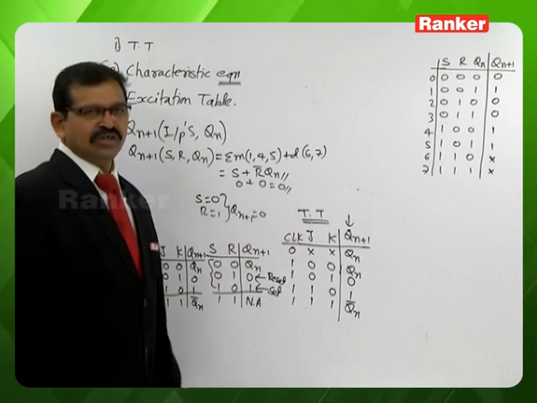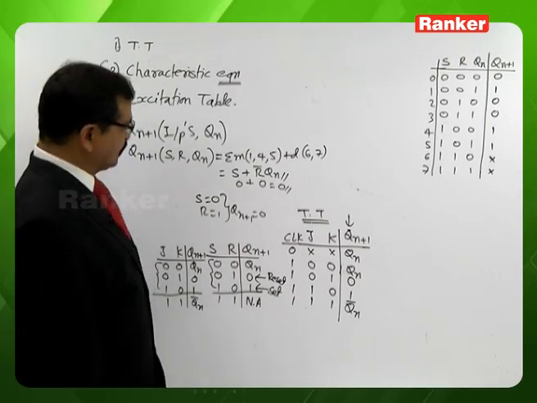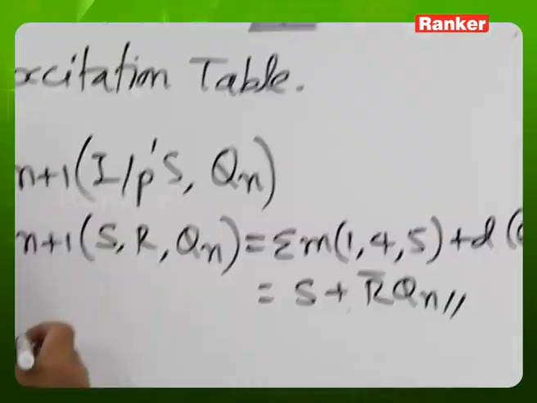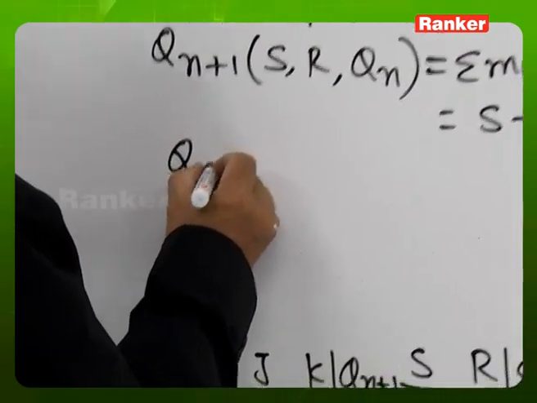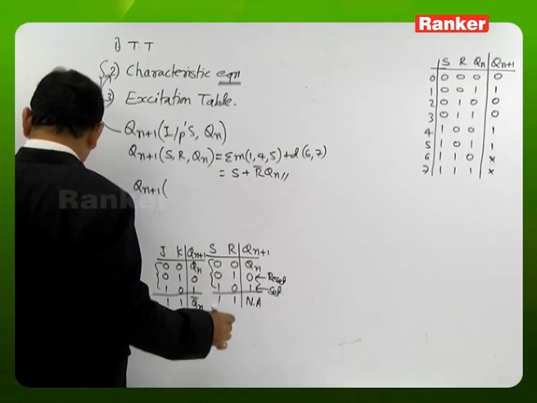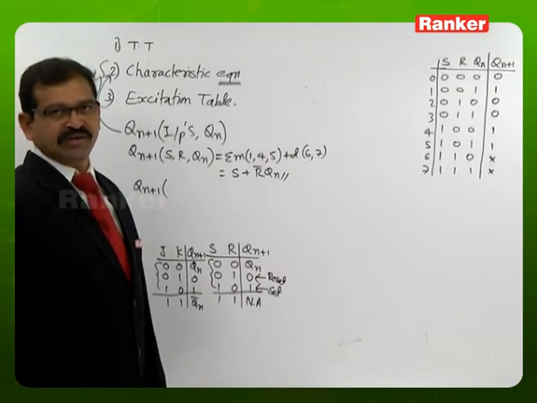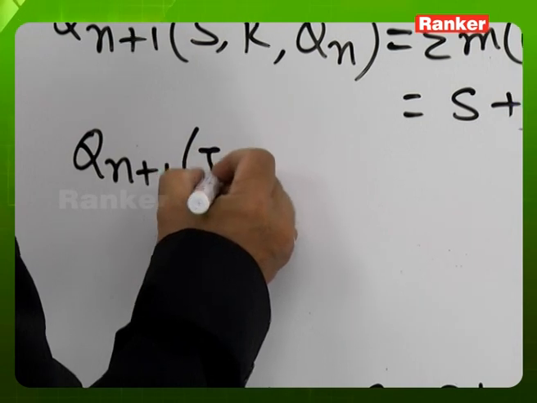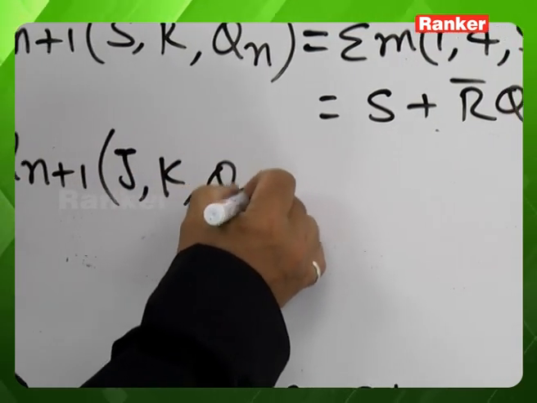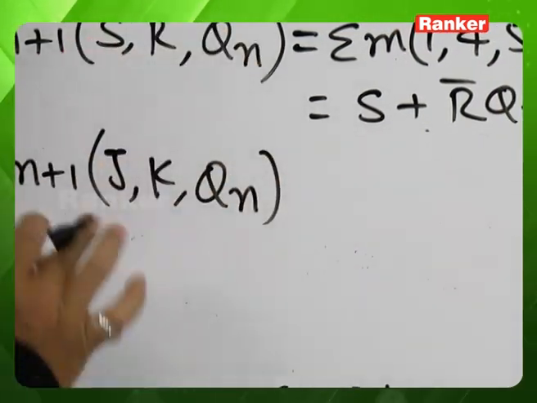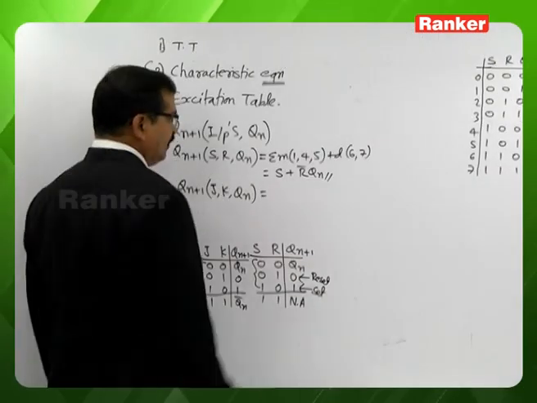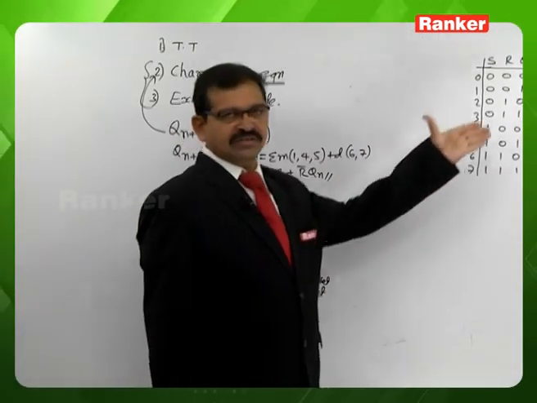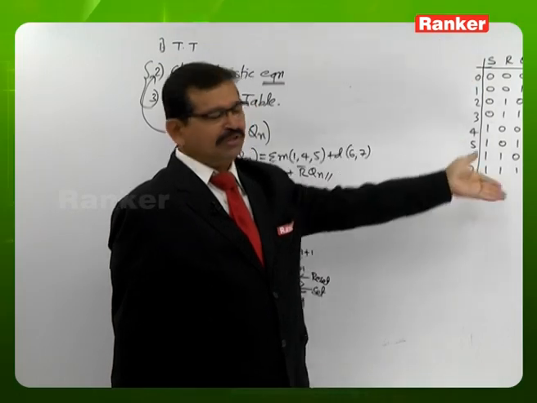Similar to this, now let's develop the characteristic equation for the JK flip-flop. As far as the JK flip-flop is concerned, we need to read the next state Qn plus 1 as a function of J, K and Qn because the inputs are now J and K. And without much effort, we can use the same table.